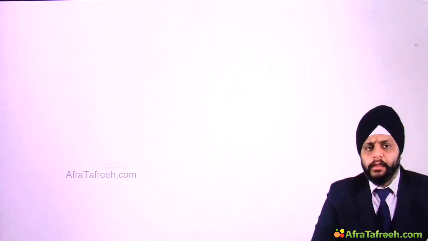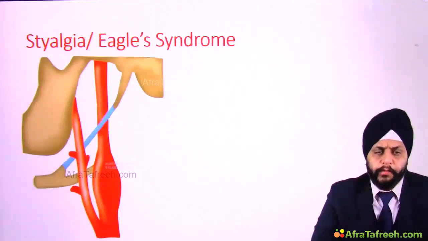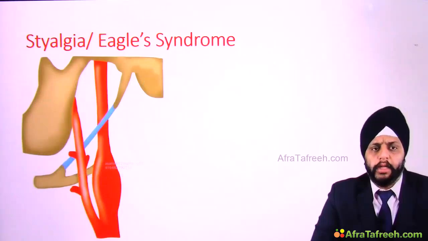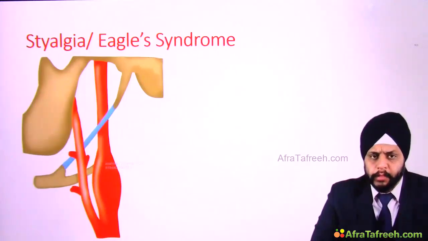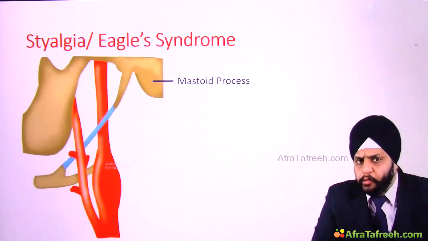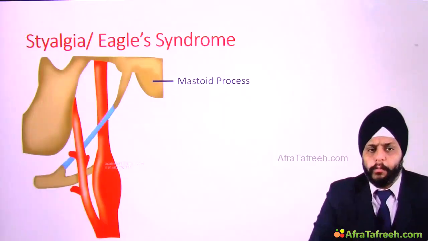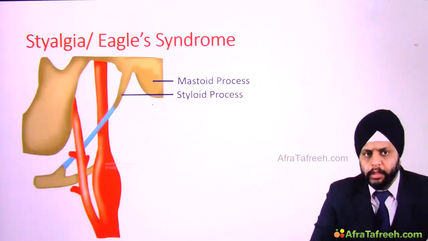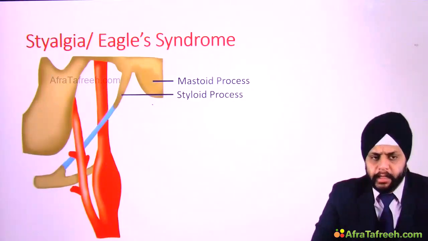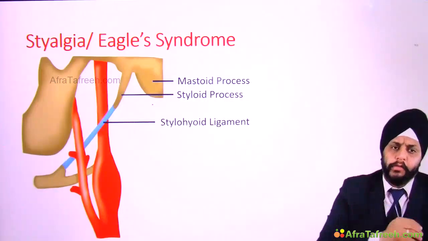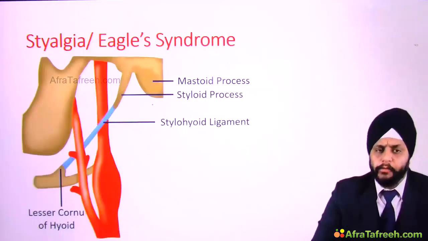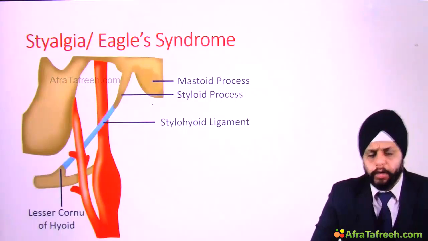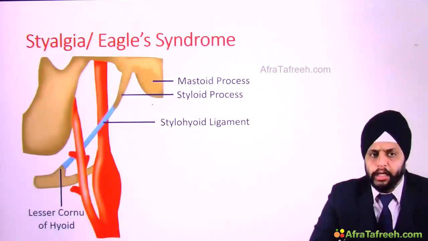Let's go and see a syndrome before we finish the topic of oropharynx, that is known as styalgia or Eagle syndrome. Now let's look at this diagram first. In this diagram we have the mastoid process. Just anterior to the mastoid process you can see the styloid process. From the styloid process there arises a ligament. This is known as the stylohyoid ligament, and it attaches to the lesser cornu of the hyoid bone. So that's known as stylohyoid, going from styloid to hyoid, the stylohyoid ligament.